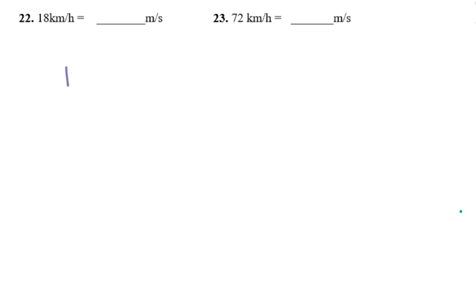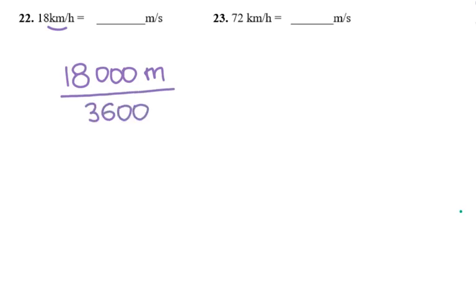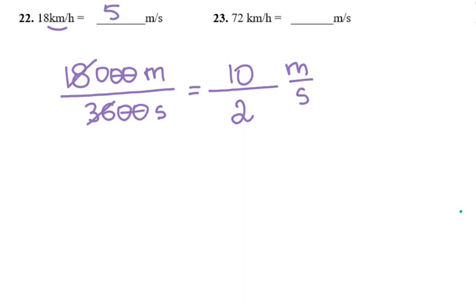So I have 18 kilo. Kilo stands for 1,000, so it's 18,000 meters. And per hour, so instead of hour, I can write 3,600 seconds. So in 1 hour, there are 3,600 seconds. And I need to convert to meters per second. So I can divide both top and bottom by 100, and then divide top and bottom by 18. So what's left on the top is 10, and on the bottom is 2. So my answer is 5 meters per second.